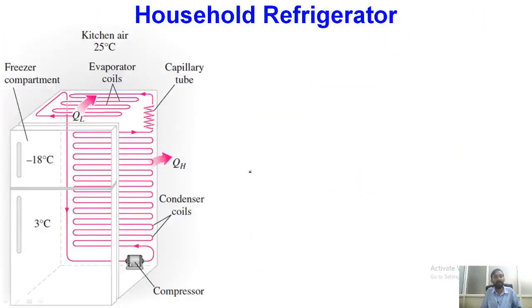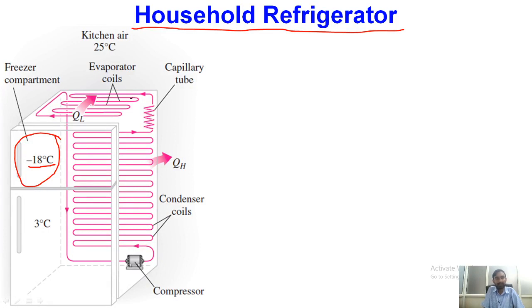So this is one typical representation of a household refrigerator, which I have included over here just to give you the knowledge of the different locations at which different components of a refrigeration cycle are located. This top compartment is nothing but our freezer, where we have a very low, sub-zero temperature. Over here I have represented the temperature as minus 18 degrees Celsius.